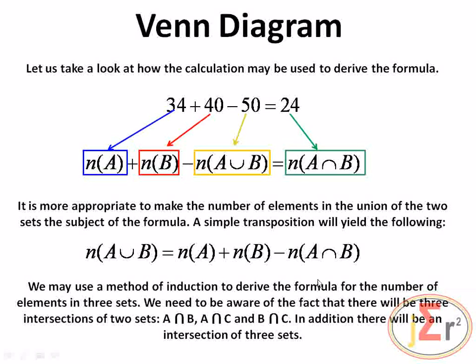We may use a method of induction to derive the formula for the number of elements in three sets. We need to be aware of the fact that there will be three intersections of two sets. So we are going to have A intersection B, A intersection C, and B intersection C. So we will have, instead of one intersection of two sets, we will have three. In addition to that, there will be an intersection of three sets.